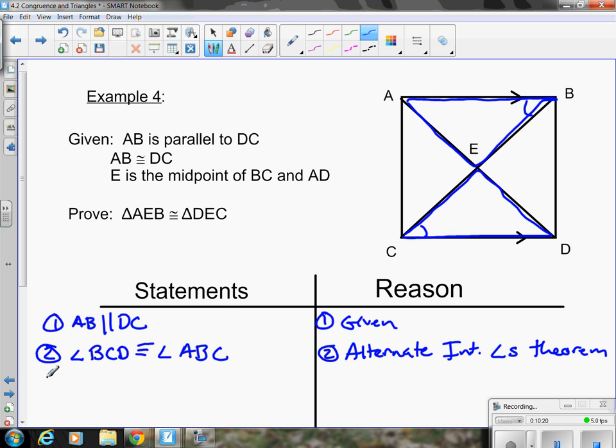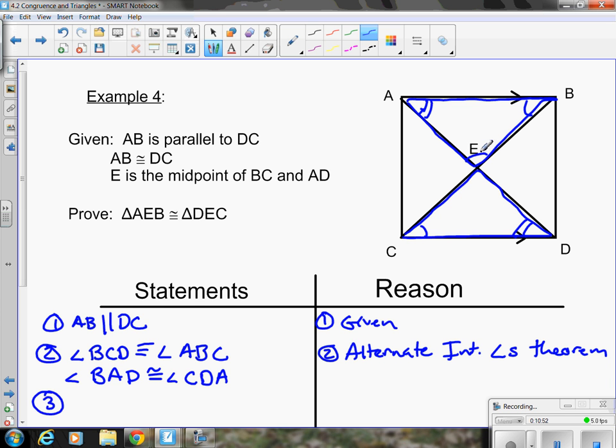Now, also using the alternate interior angles theorem, this angle has to be congruent to that angle. Okay, so I'm going to include that in there. Angle BAE is congruent to angle CDE. All right, so we got two angles congruent.